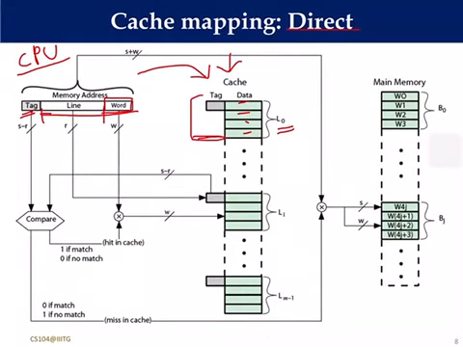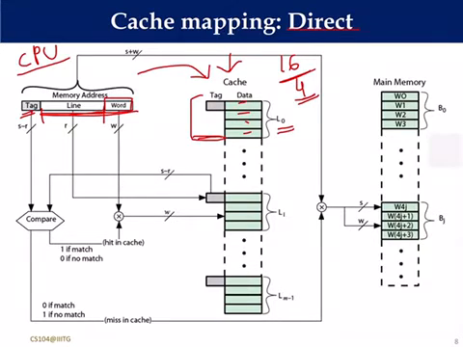Now this line field will depend on the size of the cache. If you need to search, let's say, 16 locations, if you have 16 blocks, because you know the size of the cache, from there we know the number of blocks or number of lines in the cache. If you have 16 lines, then only 4 bits will be required to go to the particular line in the cache.